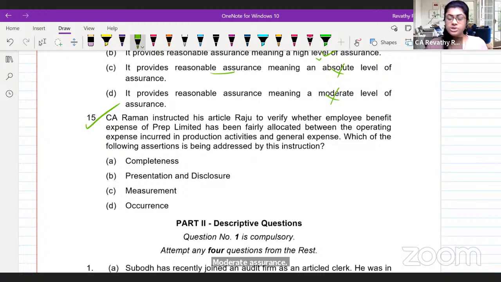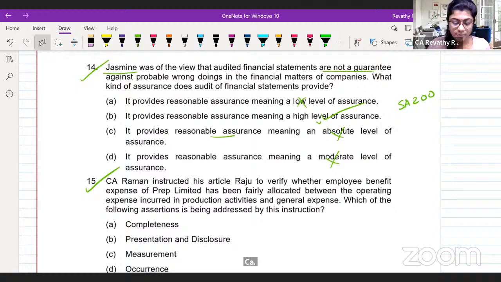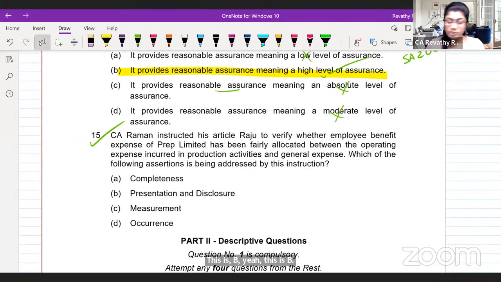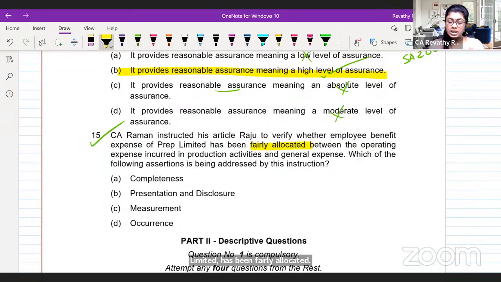Last question from the MCQ part, guys. Get ready. This is B. CA Raman instructed Raju to verify whether employee benefit expenses of Prep Limited has been fairly allocated between the operating expense incurred in production activity and general expense. Which of the following assertion is addressed?